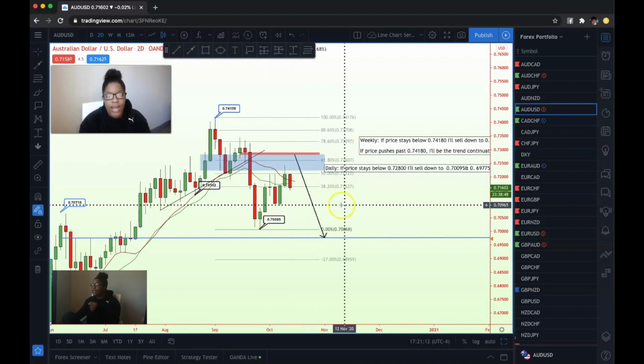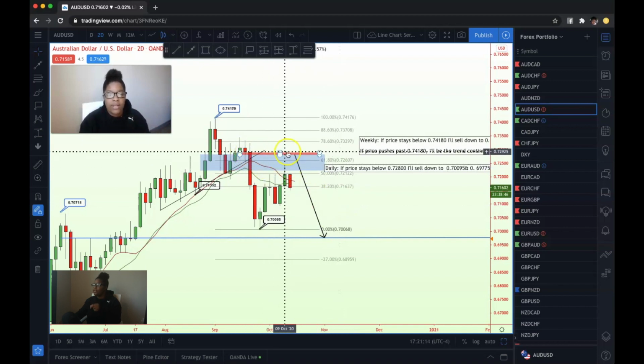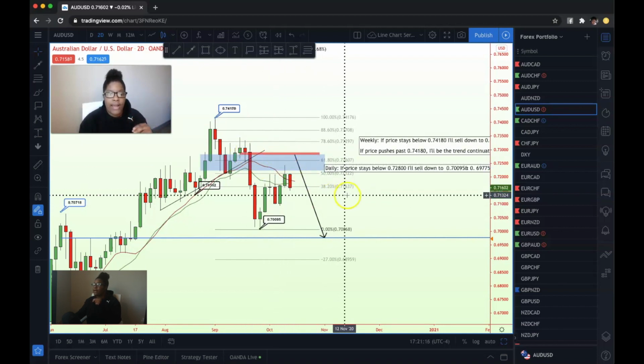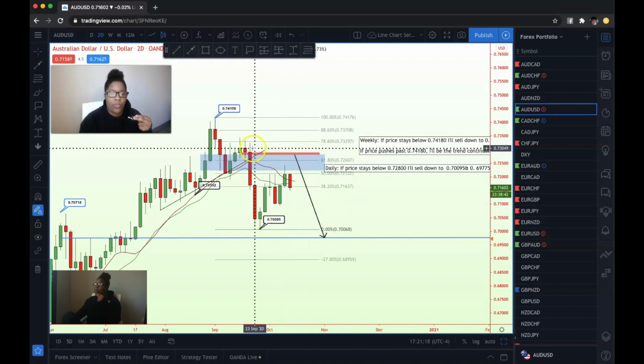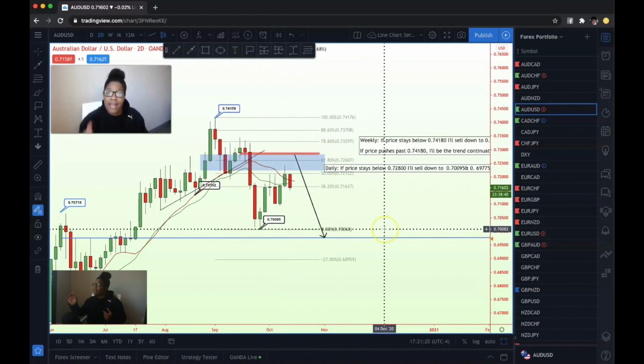where I want price to stay below. I already have a daily zone, so yes, I know that if price pushes up some more, this is the area where I'm looking for price to pull back. Let's talk about pullbacks again. The reason why you want to know where price can pull back to, and have that area zoned out, is you're not just looking at one price. You're not just looking at one exchange rate. You're actually looking at a candle.